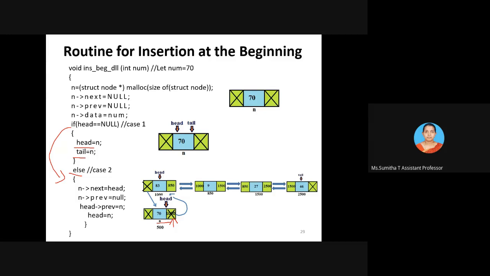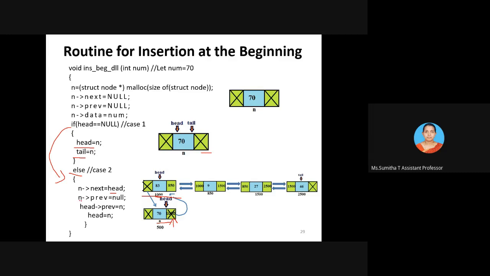Previously this was a null value. Now I'm changing the null value into a particular address, that is the head value. What is the head? The old head. I'm having one linked list, and in that this is the head node. This address is assigned to the next field of the newly added node, which is assigned as the head node.